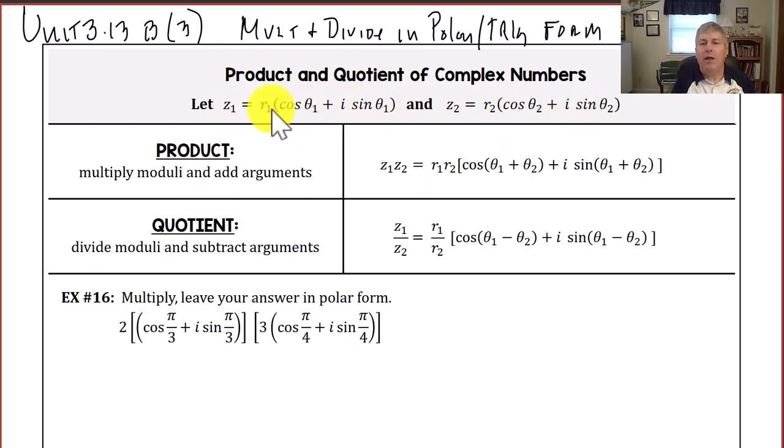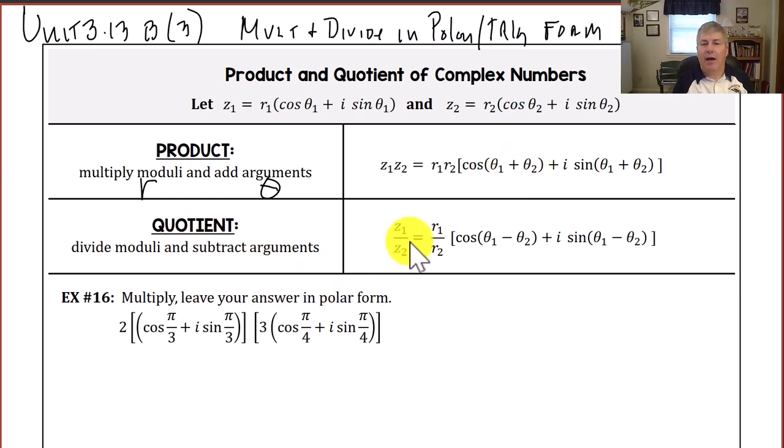If we're going to multiply these together, or find the product, we're going to multiply the moduli and add the arguments. Or we're going to multiply the r values and add theta. This is a little bit like our laws of exponents and logarithms, where if we do multiplication, we're adding, and if we do division, we're subtracting. So keep in mind, when we multiply, we multiply the r's but add the angles.